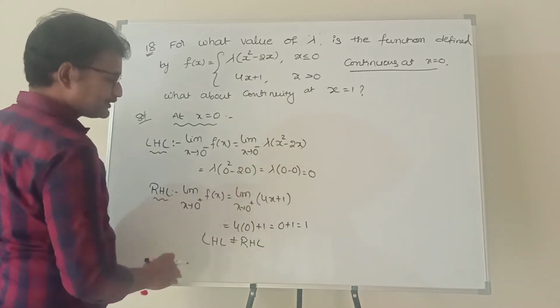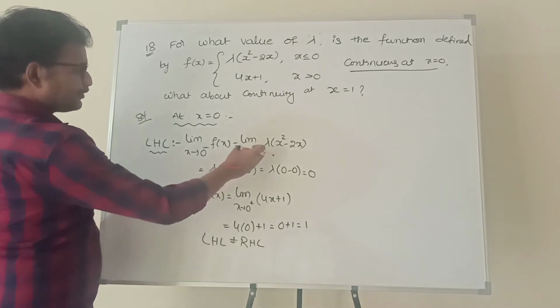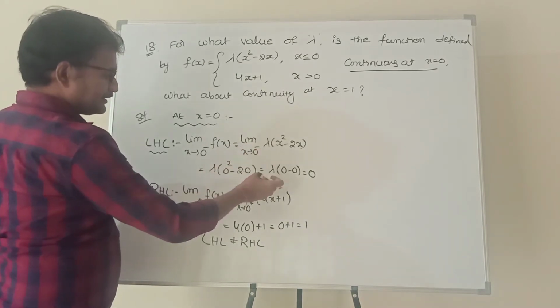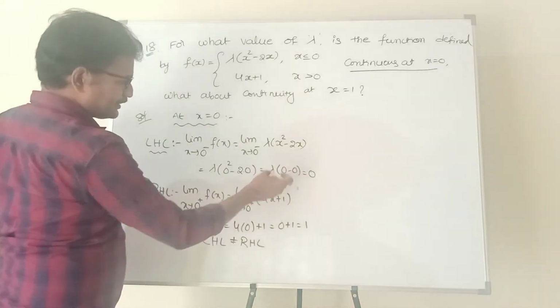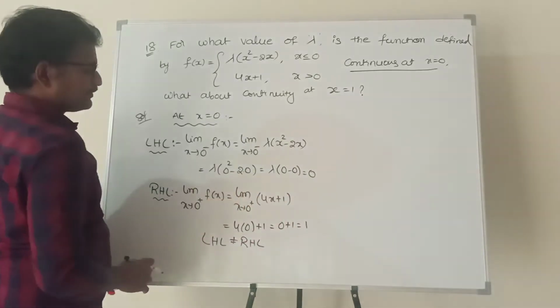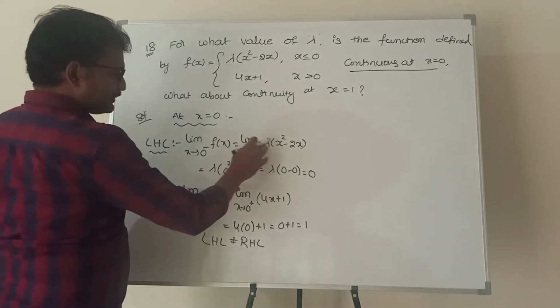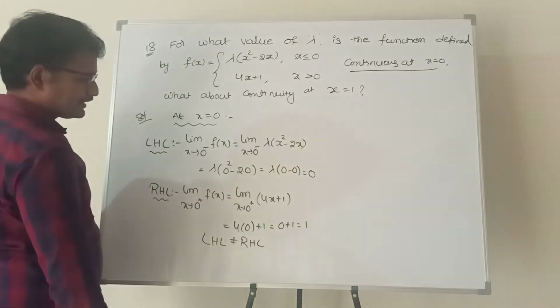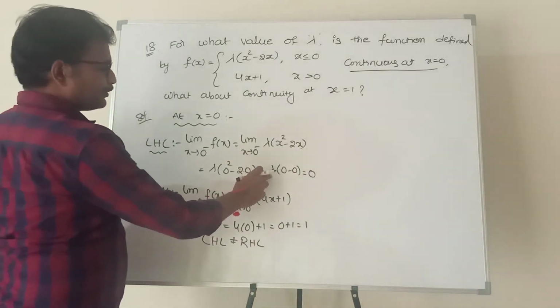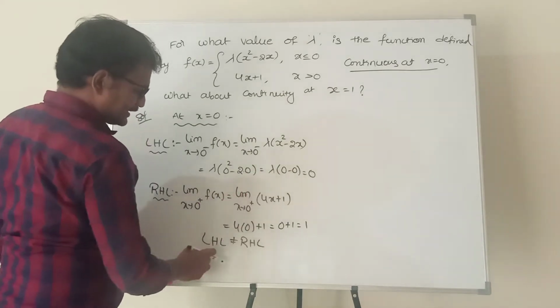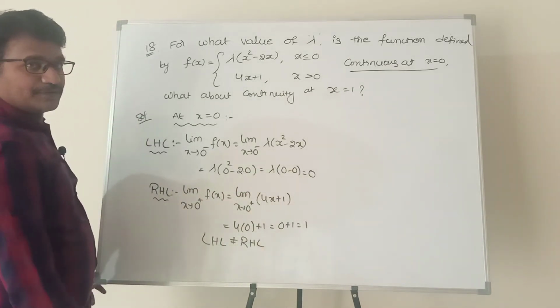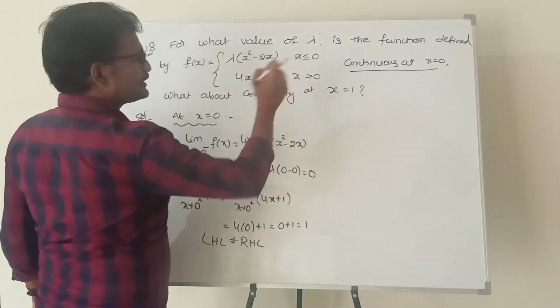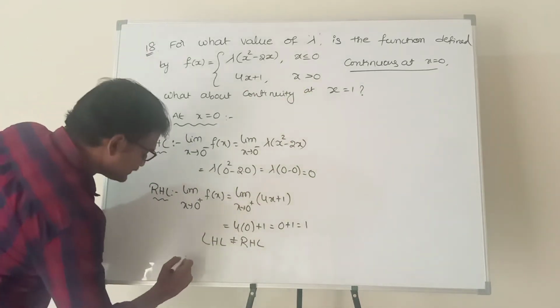Right hand limit, how much are we getting? 1. So for no values of lambda are these two equal. These two are not equal for whatever may be the value, because the left hand limit is 0 and the right hand limit is 1. Therefore, no real value of lambda satisfies LHL equal to RHL. Therefore, this function is not continuous at x equal to 0.